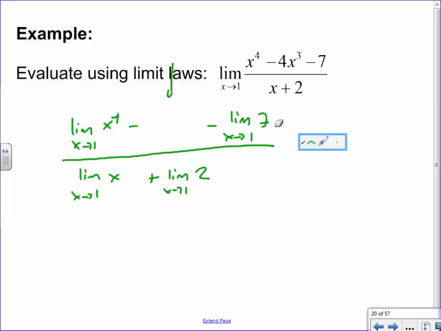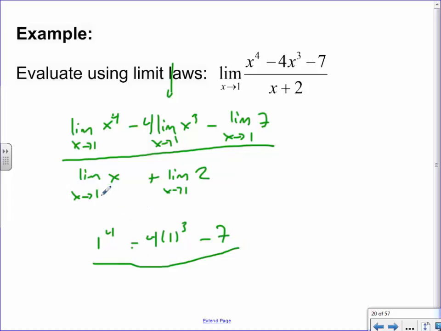So if I do that, I could then make it 4 times the limit as x approaches 1 for x to the 3. Oh, well, then I'm just in this last step right here. All I'm going to do is, everywhere I can, plug in x being 1. So right here, I'm going to plug in x being 1. It'll give me 1 to the 4. And then here, I'm going to plug in x as 1. Well, that'll give me 1 to the 3. Here, I'm going to plug in what happens when x is 1. Well, there's not an x to plug in, so it'll just stay 7.